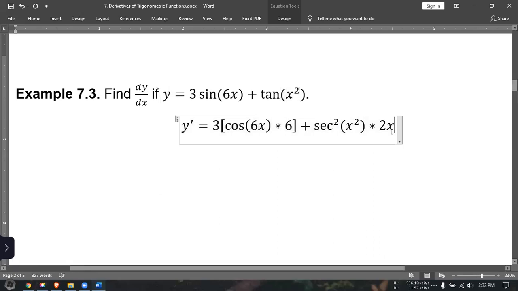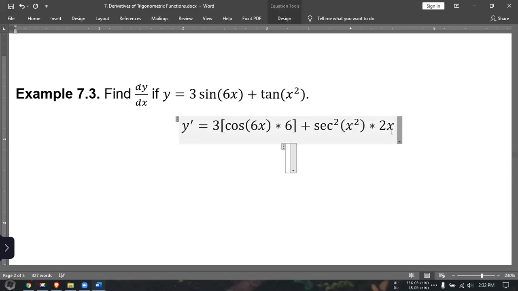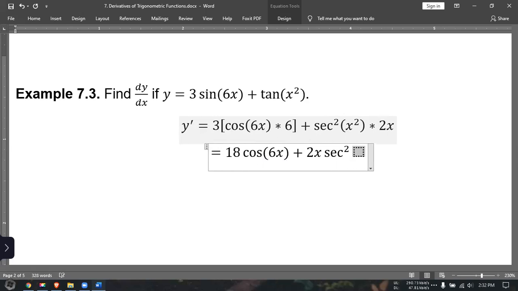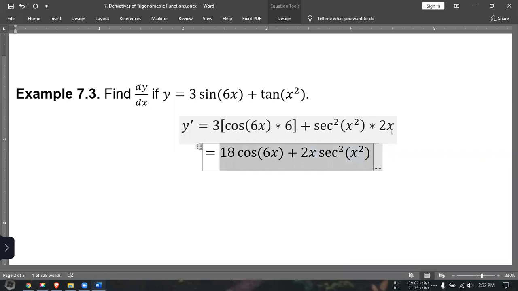Final answer will be 18 cosine 6x plus 2x secant squared x. Question?